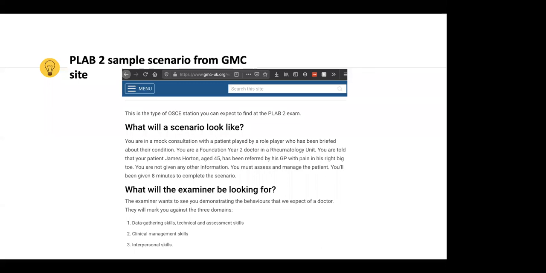So throughout the consultation, I advise that you use little things like that when you hear that the patient is feeling any emotion.